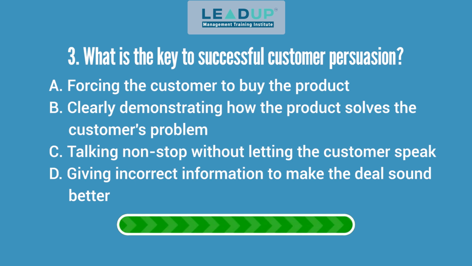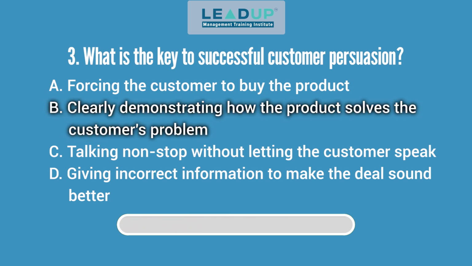Question 3. What is the key to successful customer persuasion? A. Forcing the customer to buy the product. B. Clearly demonstrating how the product solves the customer's problem. C. Talking non-stop without letting the customer speak. And D. Giving incorrect information to make the deal sound better. Answer: clearly demonstrating how the product solves the customer's problem.